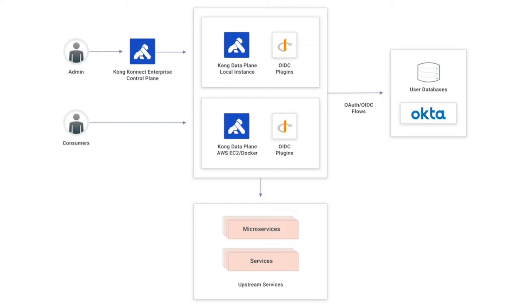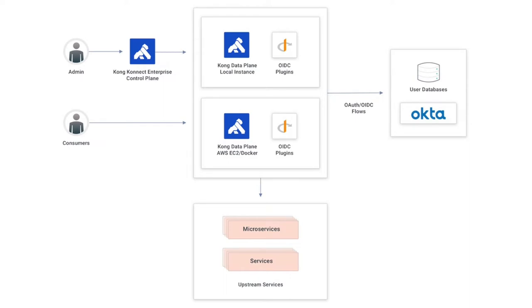My topology has two data planes, the first one running locally and the second running as a Docker container in an AWS EC2 instance. The integration is possible because Kong provides a specific plugin to implement the OAuth OpenID Connect flows from the gateway side. So in this sense, the consumer will be submitted to Okta's authentication processes before being allowed to consume the API.